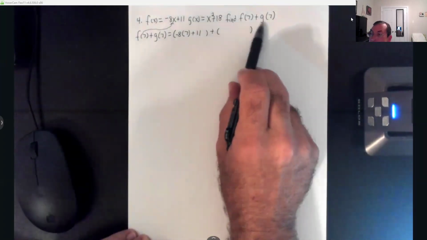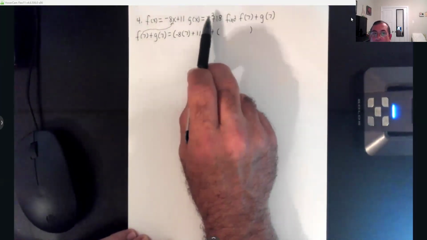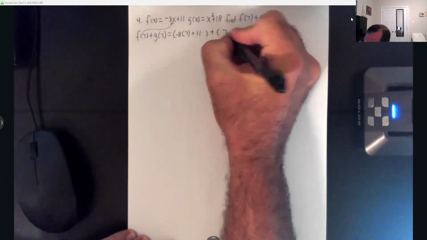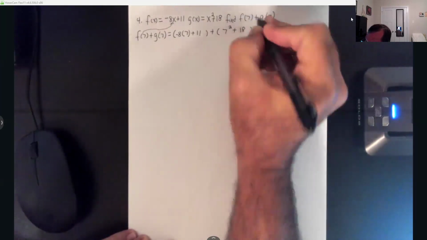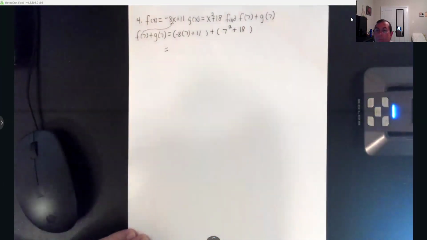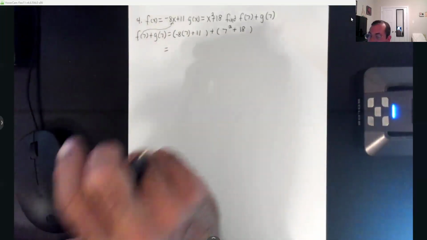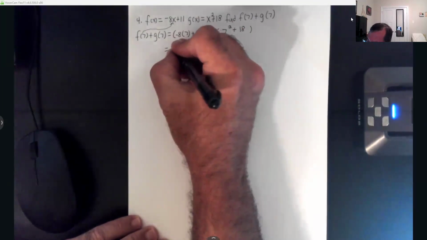Now, we're adding that to g of 7. So we're going to take the g equation, put a 7 in for that x. So I'm going to get a 7 squared plus 18. Now, at that point, you can throw it in your calculator. I'm probably just going to multiply them out real quick.